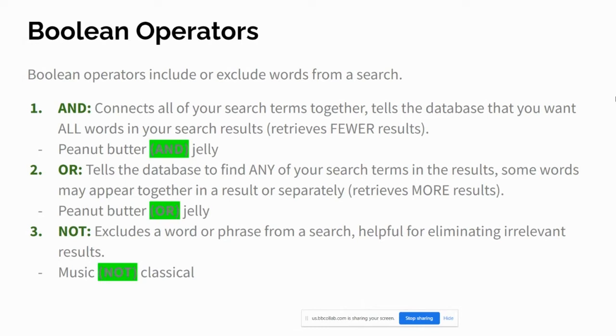Lastly, there's not, which excludes a word or phrase from a search and is helpful for eliminating irrelevant results. So let's say you're doing a search on music and you keep getting results on classical music, but that's not what you want. Maybe you're doing research on rock music instead. You can put rock music into your first search box. In the second search box, you can put classical, and then just change the Boolean operator to not, and it will eliminate anything that has the word classical in it.